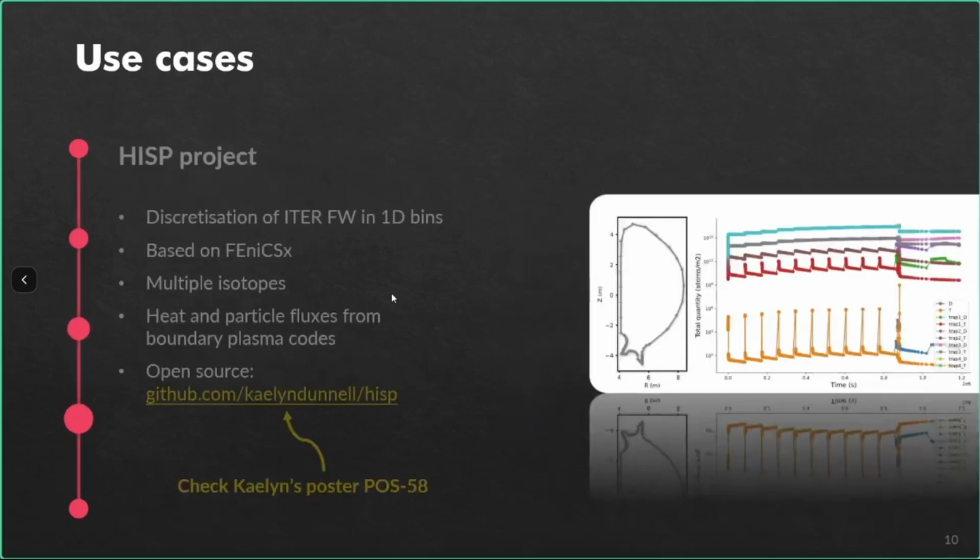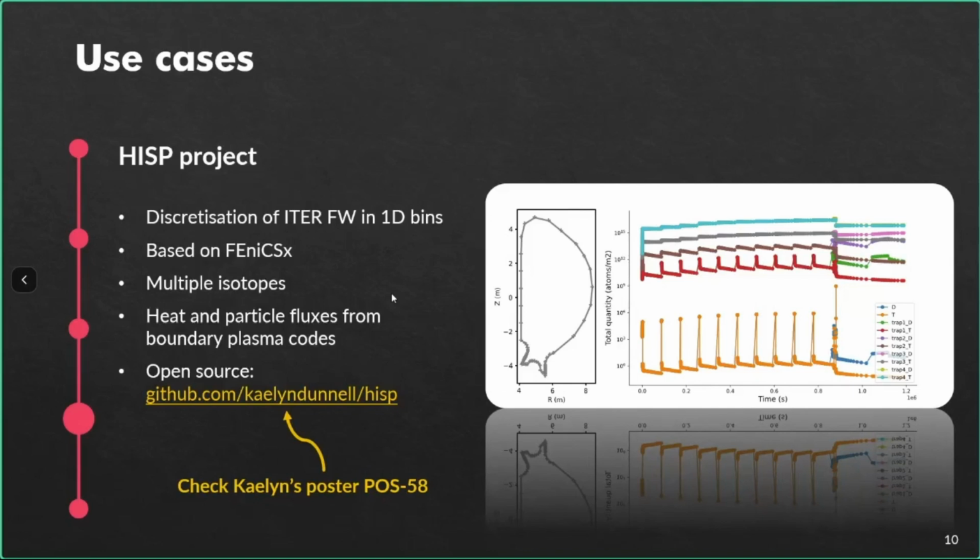A more recent example is the HISP project, where HISP stands for Hydrogen Inventory Simulations in Plasma-Facing Components. This work is done by Kaelyn Daniel for ITER, and includes discretization of the full ITER first wall by one-dimensional bins, in which hydrogen transport is simulated and estimated to determine the most effective ways of removing tritium from the first wall. You can get more information from Kaelyn directly, I believe, or check her poster that was also presented at this conference.